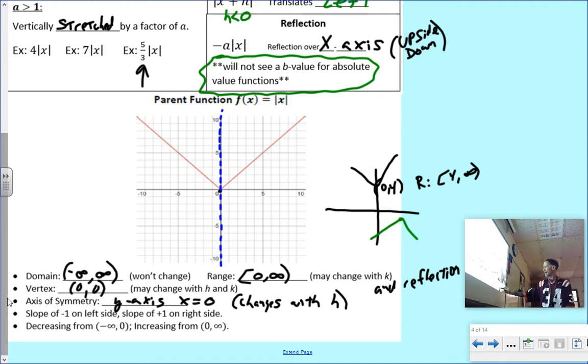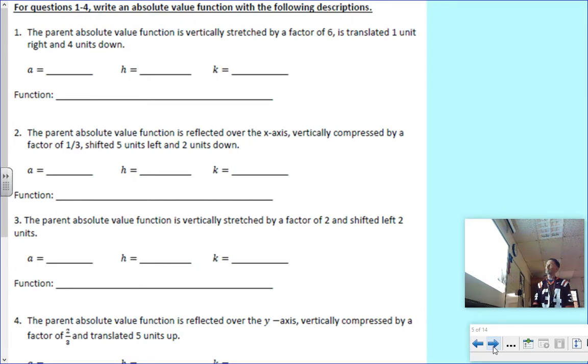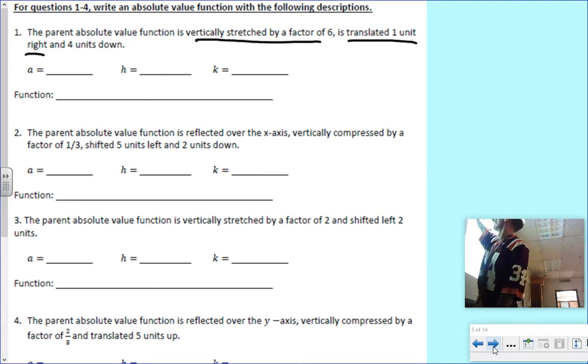Now we've got to talk about, okay, what do the problems look like? So here's 4 problems here. I'm going to do the first one, and then I'll let you guys pause the video, and you can do number 2, 3, and 4 on your own. And then we'll look at a couple other types of questions you can see also. So number 1, the parent function is vertically stretched by a factor of 6, translated 1 unit right and 4 units down.